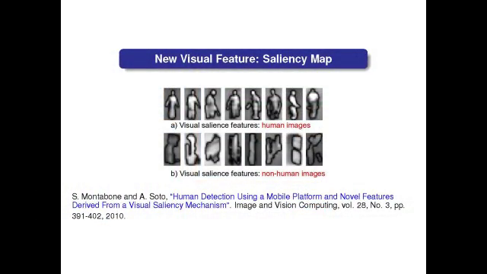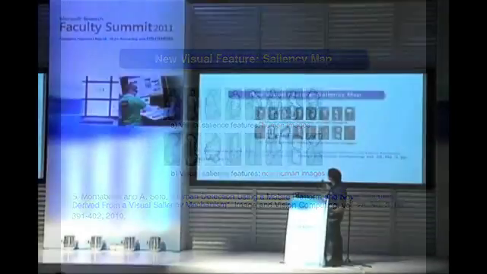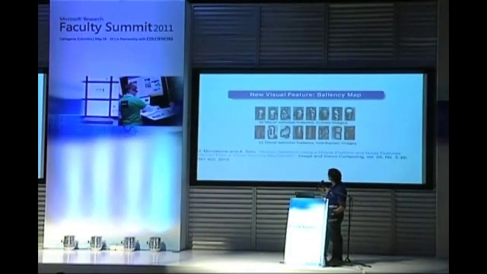So if you try this on humans, you will see that this is the typical saliency for humans, and this is for other objects. And you can see mostly the shape, the silhouette, that is very informative about the humans when you run the saliency on humans. So we tested this in some human detection, and we got some good results.